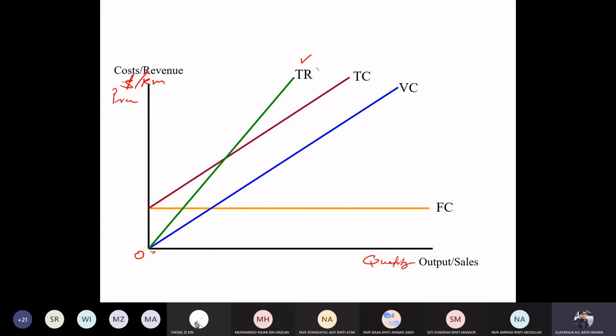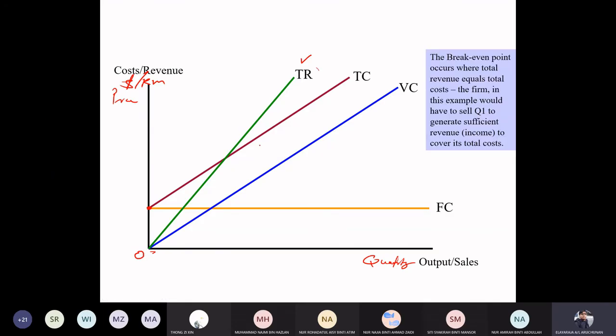So this is your fixed cost, and it has to be a straight line. Fixed cost is unchanged. Say if it is 100, it still remains 100 over any period of time or any quantity of product sold. This is the total cost, and this blue line represents the variable cost. You all know variable cost, right?